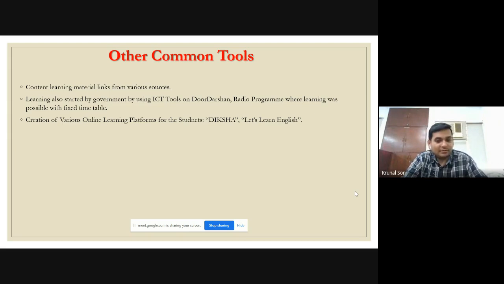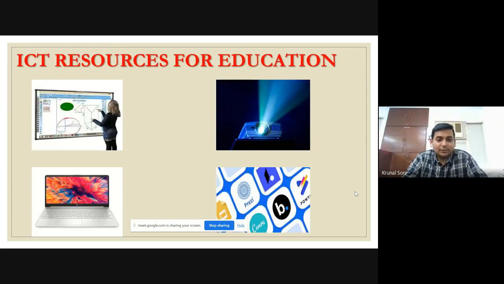So creation of various online learning platforms for the students, like Diksha, Let's Learn English. So these are also various initiatives taken by the government for the benefit of the students and the society, where the education was stopped, and at this time this kind of ICT tools was used for the students, to have unstoppable learning during the pandemic.